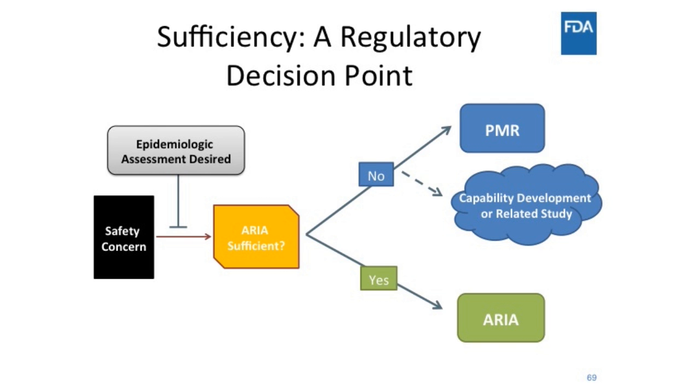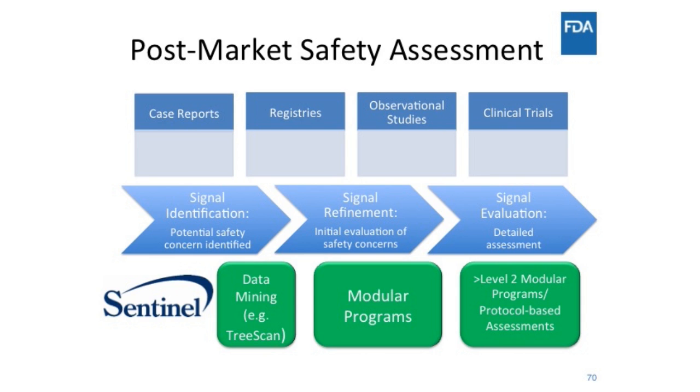And just as a reminder, in the whole process that FDA uses for signal identification, signal refinement, and signal evaluation, we have our traditional tools: the case reports, registries, observational studies, and clinical trials. And Sentinel and ARIA fit into this, but Sentinel also has a whole set of other activities. And you heard Steve mention TreeScan earlier as a data mining activity. And we can use protocol-based assessments as well, along with the tools for purposes outside of specifically the ARIA process. So that's it for me.